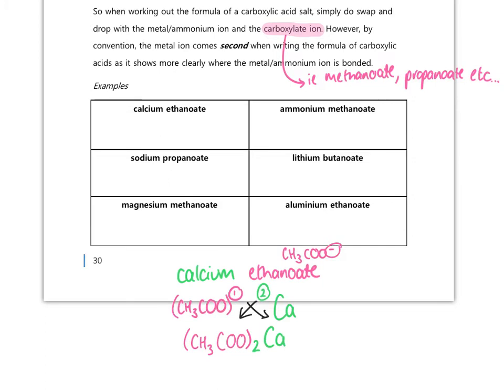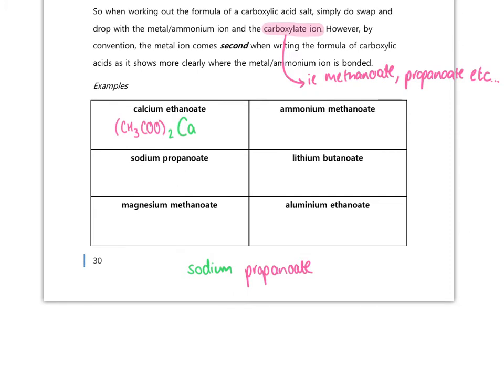The order of the formula doesn't matter as long as you've got the correct number of atoms, essentially. But conventionally, it's written this way, so we will do that in our notes. So your final formula is CH3COO in brackets, then your little 2, and then calcium.